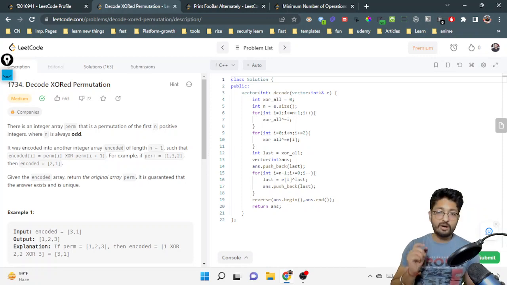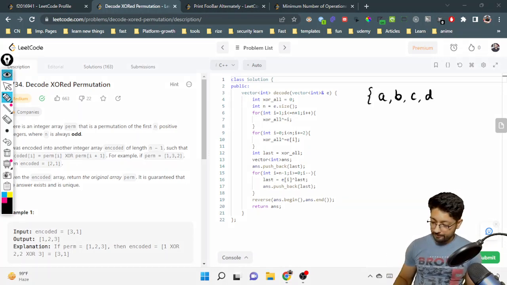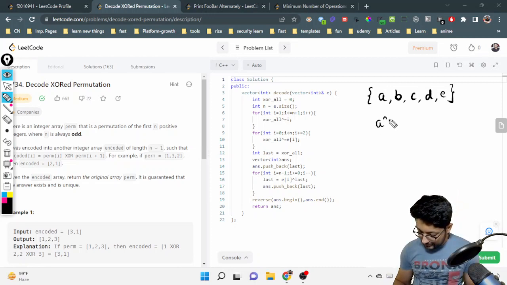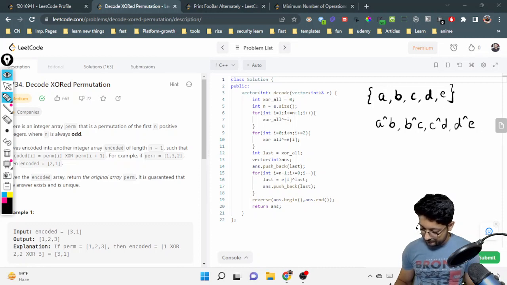You are given the permutation of n numbers, and n is always odd. So if n is odd, the encoded array that is given to you is of even length. So let's say I have taken an odd number. Let's say this is the permutation of first n numbers. These are the permutation. Now, what is given to you? A XOR B, B XOR C, C XOR D, D XOR E.